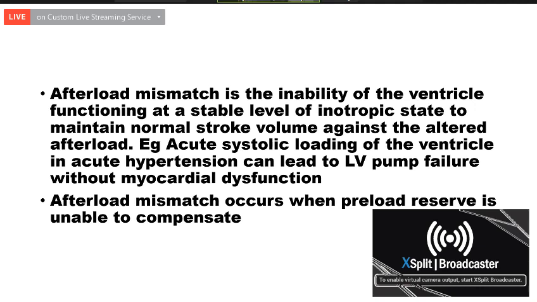But in patients with afterload mismatch, this compensatory mechanism will not be able to function properly, or it may not be enough to compensate for the acute rise in the afterload, and the patient goes into an afterload mismatch. You must definitely know the term afterload mismatch and what is meant by it.